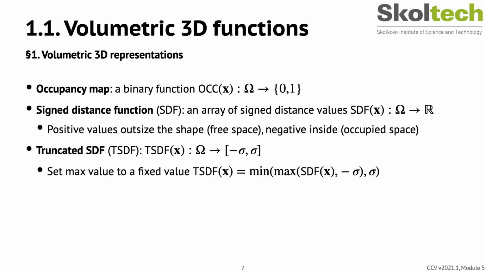Also, typically in applications, you will encounter truncated SDF or TSDF, that is the SDF where the max value is set to a fixed value sigma. So it's clearly related to the SDF by a simple formula. The voxel grid represents free space with positive values and occupied space with negative values. However, it is also customary to represent the distance using an absolute value as well.